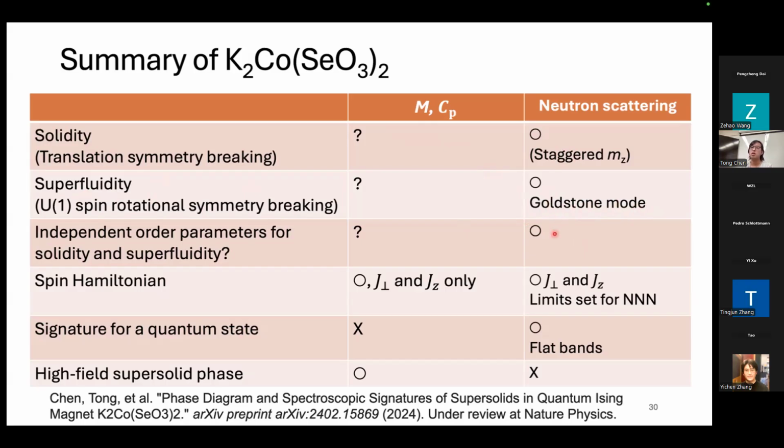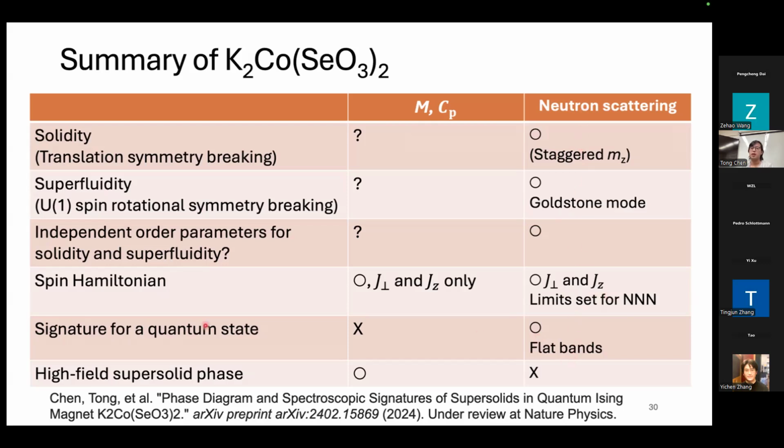the lifted XY degeneracy. And for neutron scattering, we can measure at different temperatures, and we find that the temperatures at which solidity and superfluidity develop are different, which means that there might be independent order parameters, which is required for the spin supersolid. And with neutron scattering, we can precisely determine the spin Hamiltonian, and we can also set very tight limits for the next nearest neighbor interactions or c-axis interactions. So we prove that the system is well described by this XXZ model on a triangular lattice.